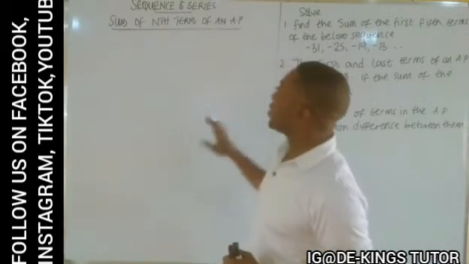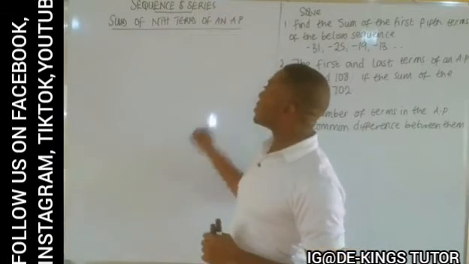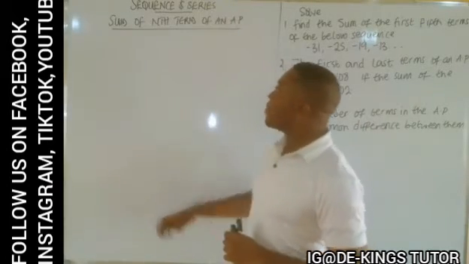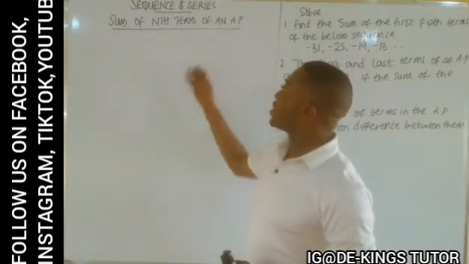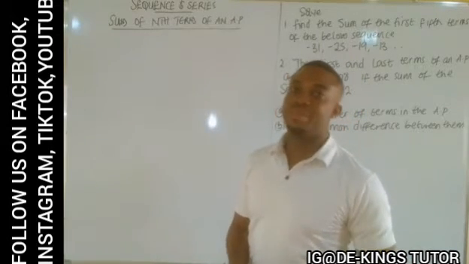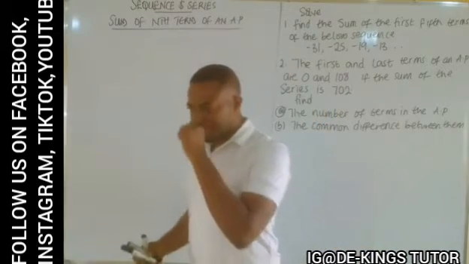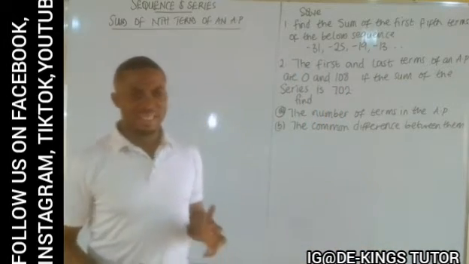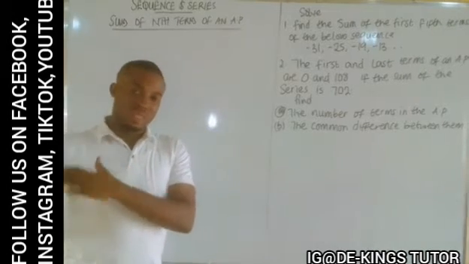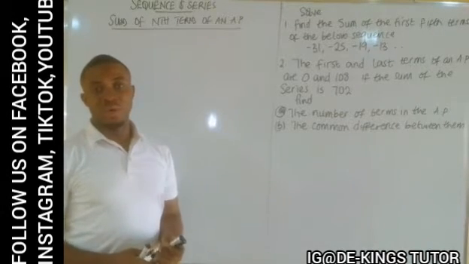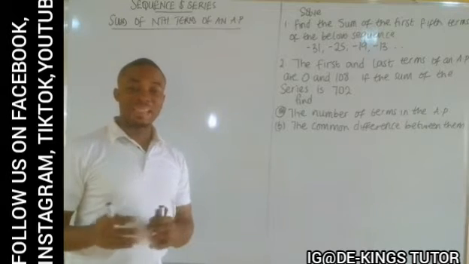Now we want to continue our series on sequence and series. In the previous video we saw the nth term of an AP. Now I want to see the sum of the nth term of an AP. Most times I am given a question that says, in the below sequence, find the sum of the first to the subsequent term. It is quite different from the nth term.